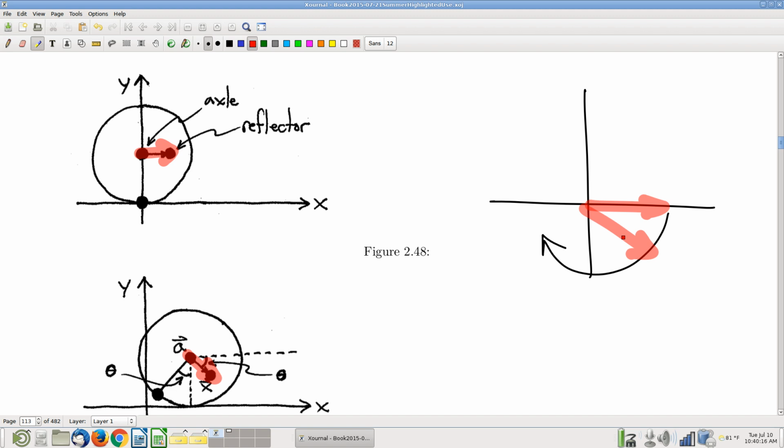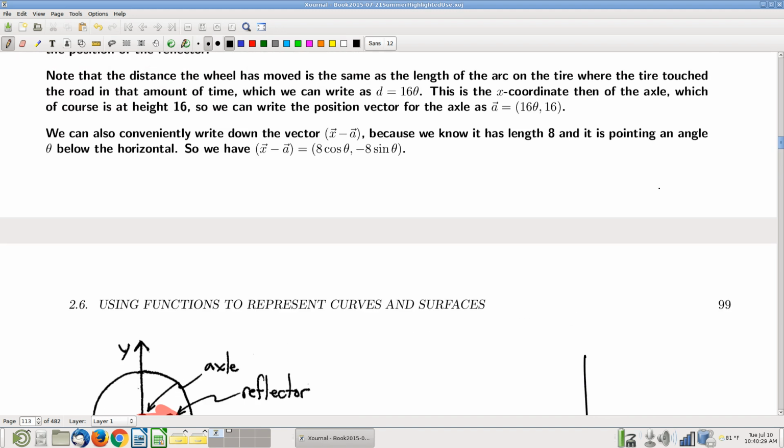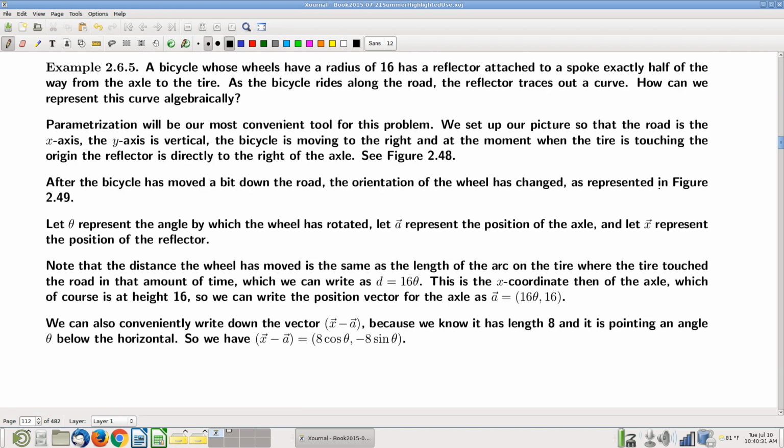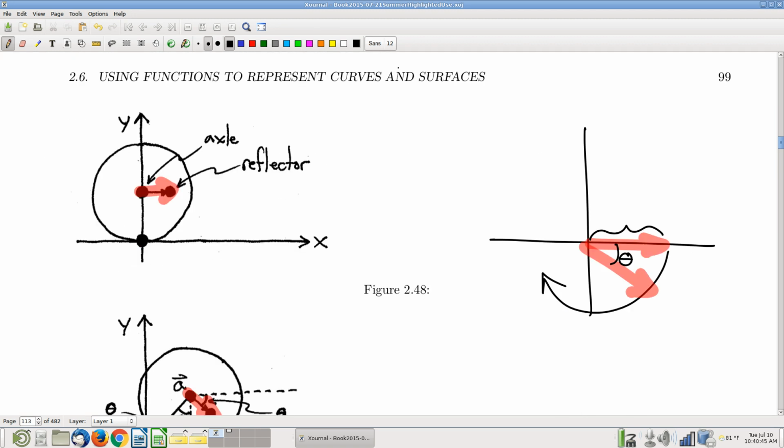Now a couple of details to worry about. We know that this angle is theta. We know that this distance is, okay, well, wait a second, what is that distance? The distance between the axle and the reflector, got to go down to the statement of the question. Well, let's see, it's half of the way from the axle to the tire. It's half of 16, so that distance is 8. So that distance there is 8. And it's going around in a circle.